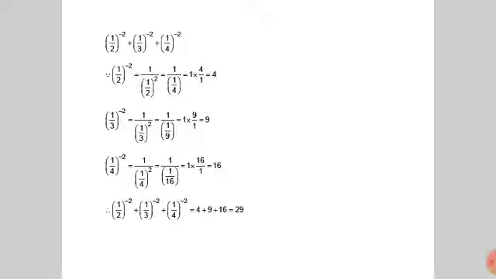Okay, once again. 1 by 2 the whole power minus 2. By the negative law of exponents, convert to the reciprocal. 1 by 2 the whole power minus 2 is the reciprocal, 2 square. Plus 1 by 3, the reciprocal, 3 square. 1 by 4, the reciprocal, 4 square. So 2 2s are 4, 3 3s are 9, 4 4s are 16. So 4 plus 9 plus 16, add the values, 29.